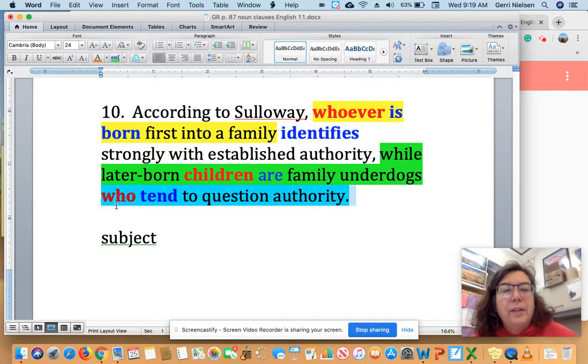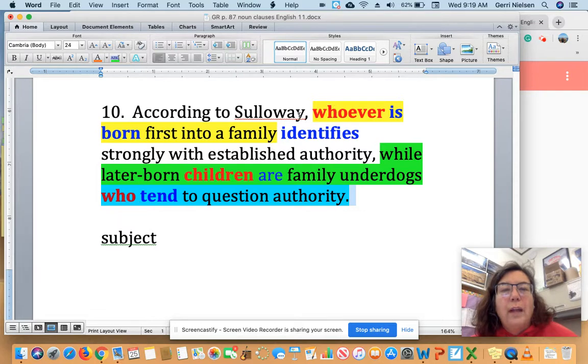This other clause here at the end, the blue one here, is another dependent clause. It starts with who, and who is the subject of this dependent clause, and tend is the verb. So who tend to question authority, that is your dependent clause, and it is an adjective. It's describing which underdogs. What kind of underdogs? Which underdogs? The underdogs who tend to question authority.